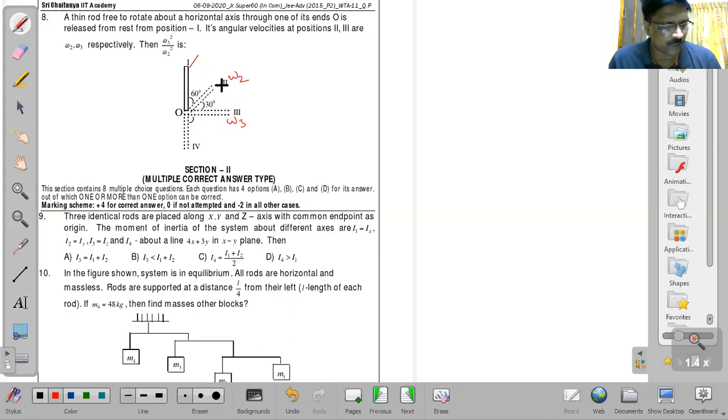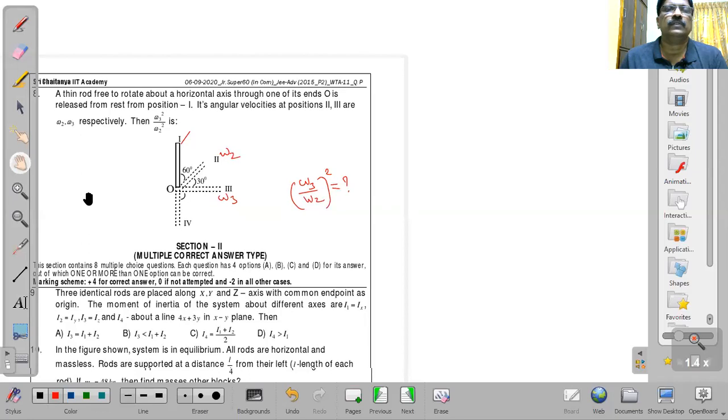Now what is the ratio? Here they asked omega 3 by omega 2 whole square. That is the question. To find the angular velocity, you see in the diagram, you see here.